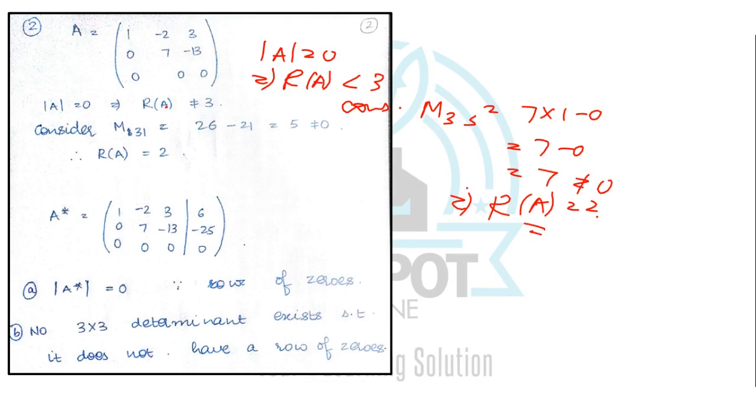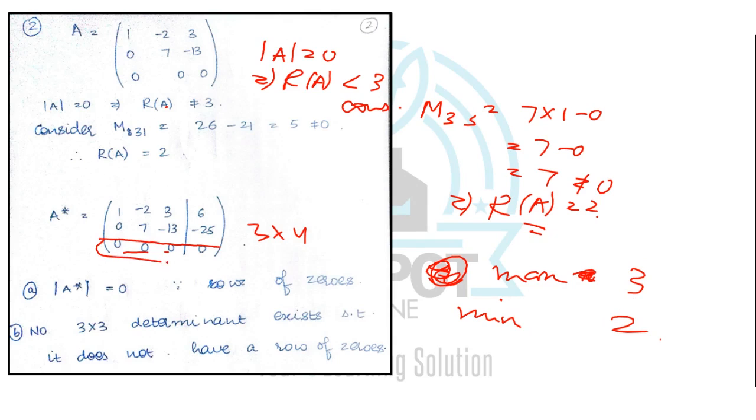Now, the maximum rank that A star can have is 3, right? Because it's a 3 cross 4 matrix. So the maximum is a 3. And the minimum is a 2, which means that now you just need to check if it can have rank 3. Otherwise, it has rank 2.